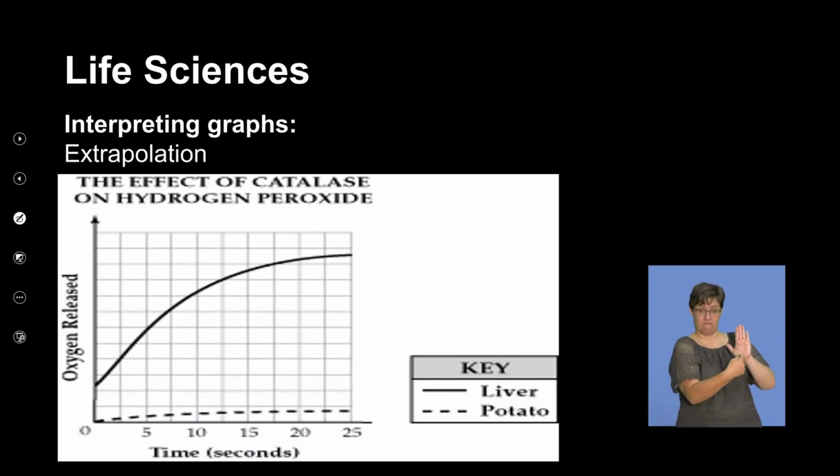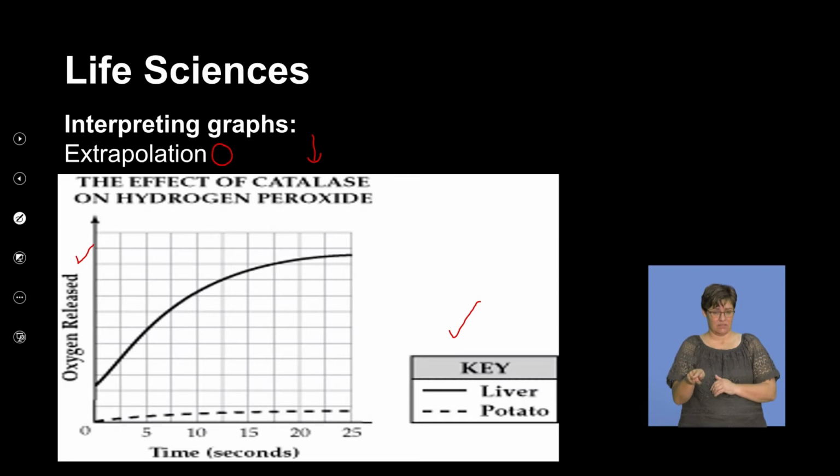So here we've got a graph. Again, we're looking at extrapolation that reads the effect of catalase on hydrogen peroxide. So we're looking at the effect of an enzyme, which is catalase, on a substance called hydrogen peroxide, and that is measured over a period of time in seconds, and the dependent variable is the oxygen release. So the amount of oxygen has been recorded, and that is an illustration of the rate of the reaction. It's important to also note the key.